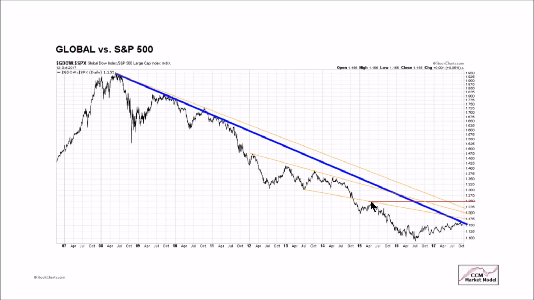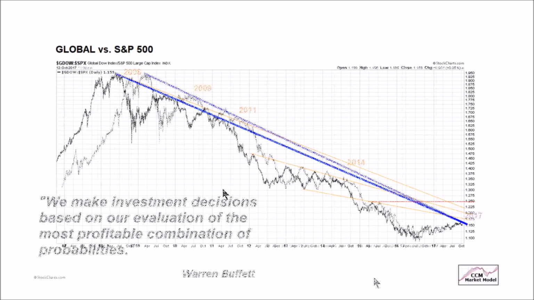We haven't even made a higher high yet over this thin red line here. And you can see from these other trend lines, if we can get into this white space here, then this ratio could outperform and make a run in this direction for a long, long period of time. We like foreign stocks. We like global stocks.